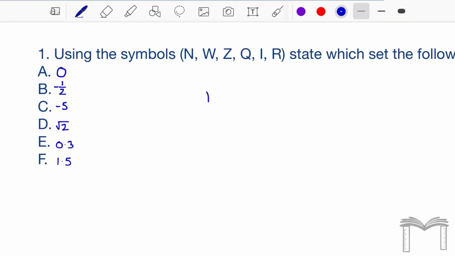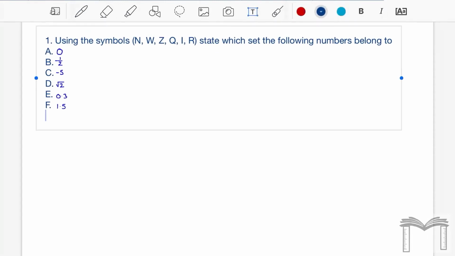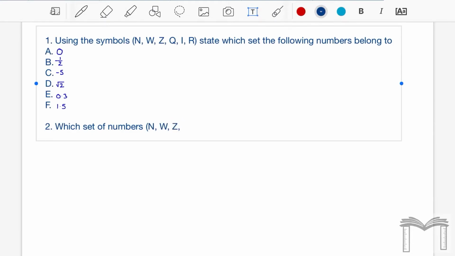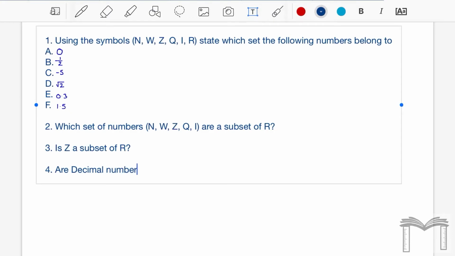Number 2. Which set of numbers? Again, I will state what each abbreviation means so that it may help you to remember. N for natural numbers, W for whole numbers, Z for positive and negative integers, Q for rational numbers, and I for irrational numbers. State which set of numbers are a subset of R. Number 3. Is Z, which stands for positive and negative integers, a subset of W, which is whole numbers? Number 4. Are decimal numbers included in Q? Q being rational numbers.